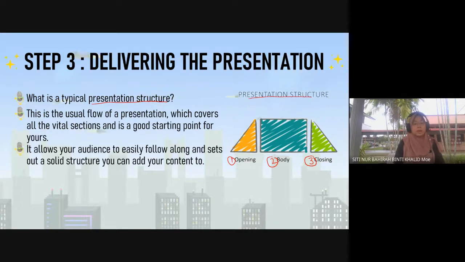Okay, and it allows your audience to easily follow along and sets out a solid structure you can add to your content. So this is important because if, for example, you start your presentation and you go straight to body, and suddenly you don't have a closing, it will be very, very confusing for your audience to understand. So that is why you need to follow the structure. So you have to start with your opening and then you go to your points and lastly you do your conclusion.